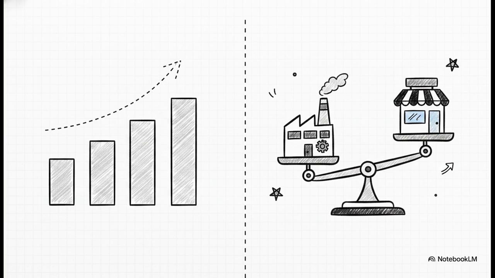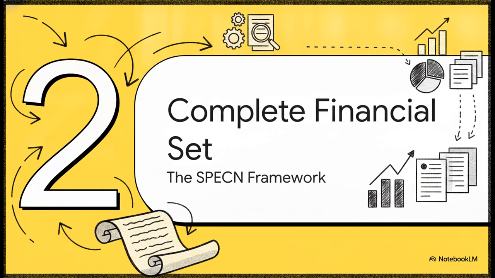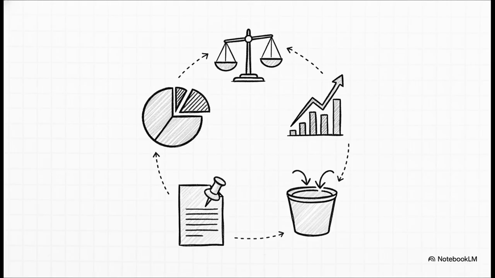Moving on to Section 2, let's map out the complete financial set. Under IAS 1, a complete set of financial statements is very clearly defined. You can use the handy mnemonic SPEC to remember the 5 mandatory components. Let's break them down. First, we have the Statement of Financial Position, which is widely known as the balance sheet. This provides a snapshot of the entity's assets, liabilities, and equity at one very specific date.